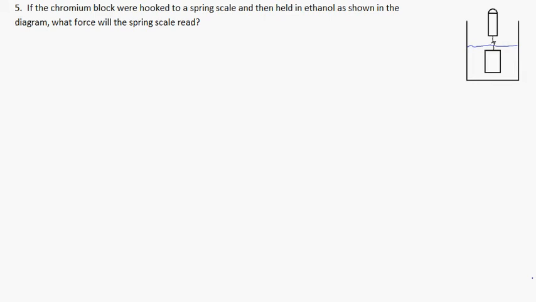In this last video, we will be solving question 5, which is to find the reading on a scale for a situation as described here. So what we are doing in this situation is we're taking our chromium block, we're hooking it to a spring scale similar to what we had before, and putting it into an ethanol container and holding it there.